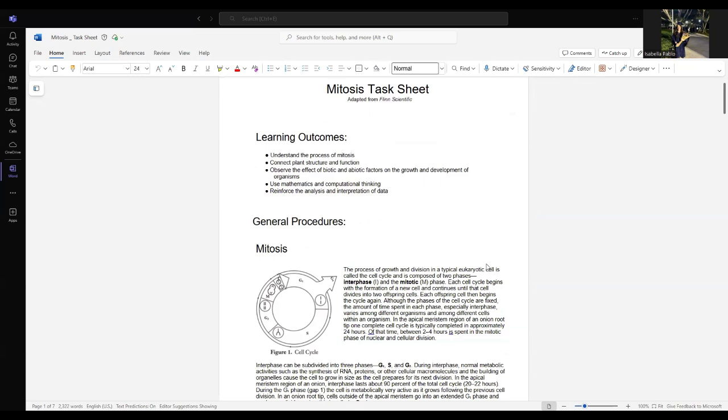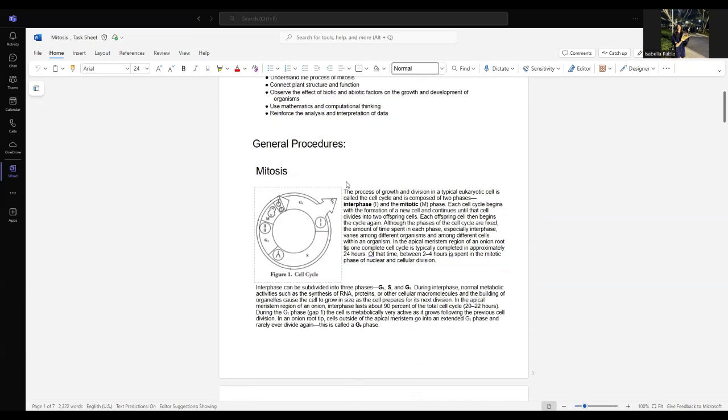All right. So I'm going to begin by reading over this little paragraph here. We're going to be talking about mitosis. The process of growth and division in a typical eukaryotic cell is called the cell cycle and is composed of two phases, interphase and the mitotic phase. Each cell cycle begins with the formation of a new cell and continues until that cell divides into two offspring cells. Each offspring cell then begins the cycle again. Although the phases of the cell cycle are fixed, the amount of time spent in each phase, especially interphase, varies among different organisms and among different cells within an organism.